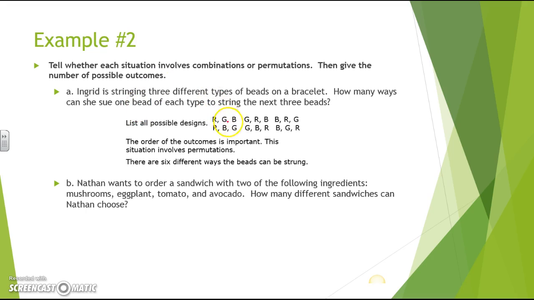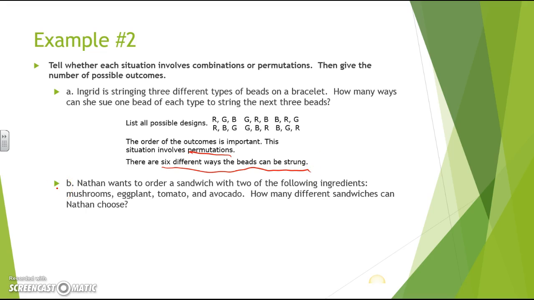There are 6 different ways that the beads can be strung. So maybe you had a red, a green, a blue. These are all the different outcomes: red, green, blue; red, blue, green; green, red, blue; green, blue, red; blue, red, green; blue, green, red. These are all the different outcomes you could have for those beads. So that's a permutation. Order does matter. There are 6 different ways the beads can be strung.